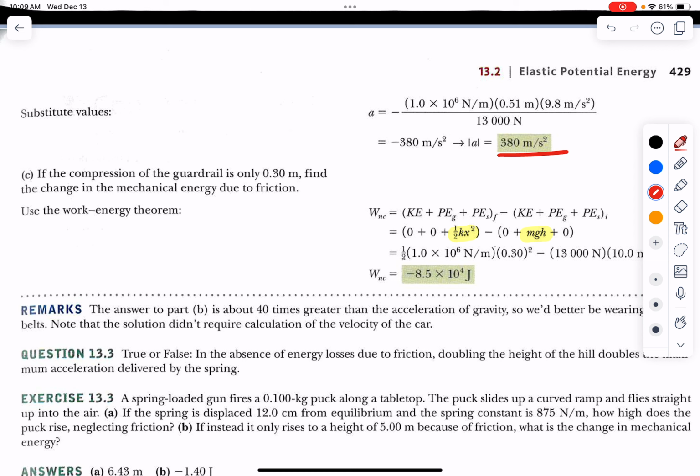In this case, it's going to be a deceleration, going from whatever speed it has at the bottom of the incline to a speed of 0. And then if the compression of the guardrail is only 0.30 meters, find the change in mechanical energy due to friction. We're going to lose some heat energy. And so we can take all the energy that is stored in the spring, and this is the potential energy that we started out with, and the difference in the two has to be the energy that is lost into heat in that spring.